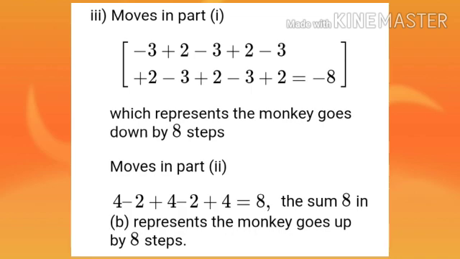In the moves in part 2, he moves 4 steps up and 2 steps down. So when it moves 4 steps up, it is represented by a plus sign, and when it moves down, it is represented by a minus sign. Therefore, the sum 8 in B represents the monkey going up by 8 steps.